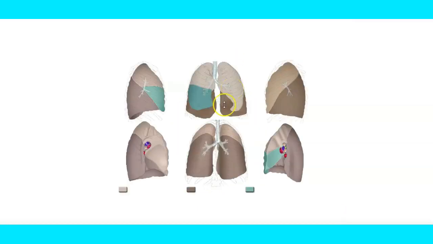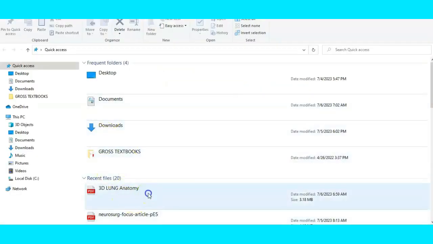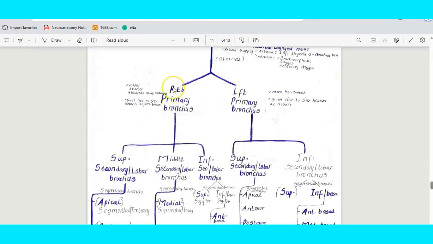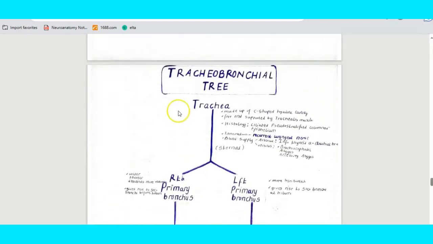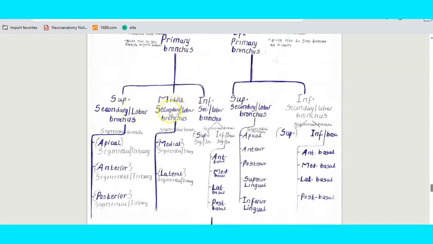Now let's talk about the bronchopulmonary segment. But before we go into that, I would like to show you something first. So remember we said we'll come back to this, right? The tracheobronchial tree. We've talked about all this, you know what they mean. And now look at the segmental: apical, anterior, and posterior. So you are familiar with this by now, I believe. Then the middle is divided into medial and lateral, which I showed you.